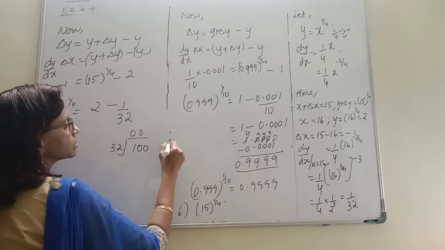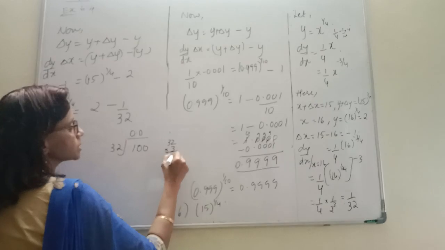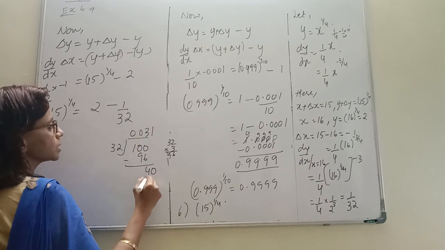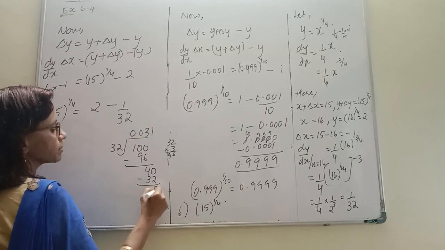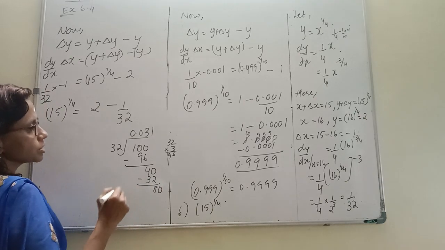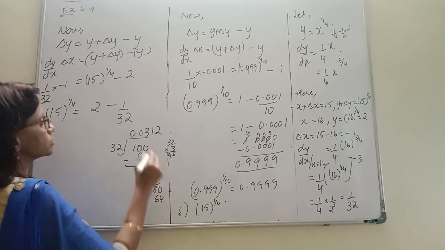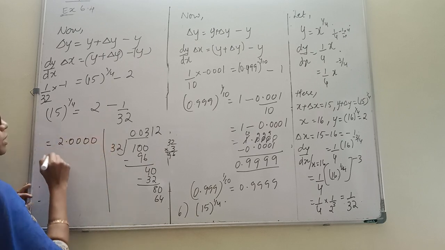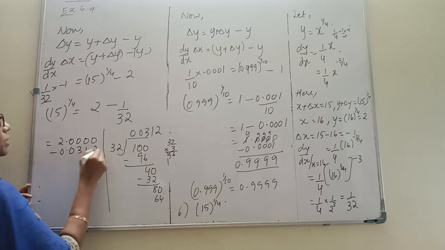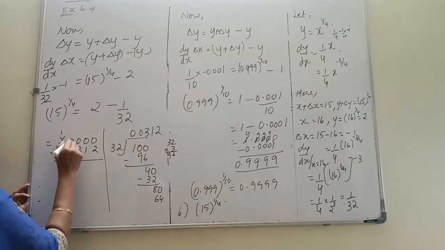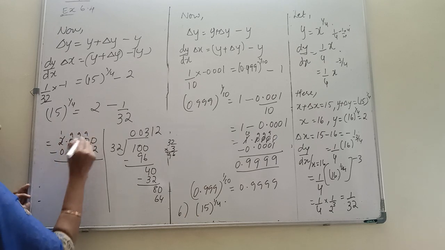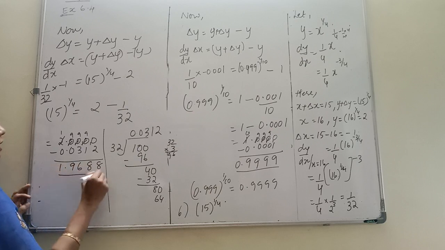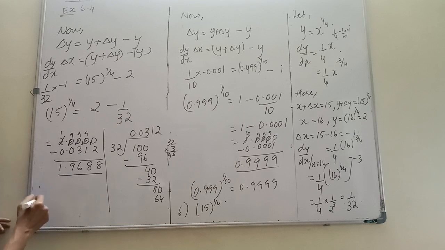32 3s are 96. Remainder 4, you're allowed to put a 0 one time, 40, 32, 8 remainder, 80, 32 2s are 64, and so on. So let's have it as 2.0000 minus 0.0312. Let's solve it. The result is 1.9688. Of course, it depends on how many places are asked.